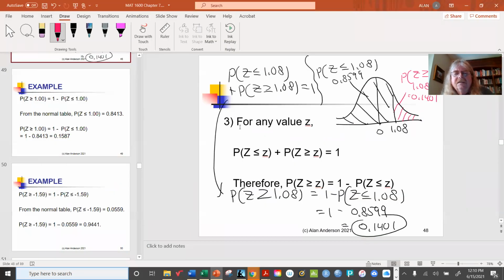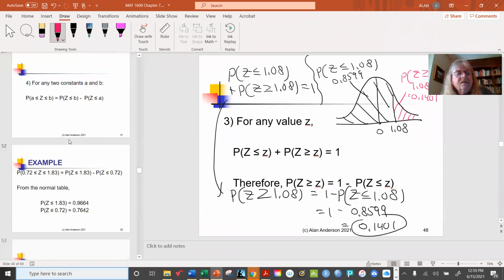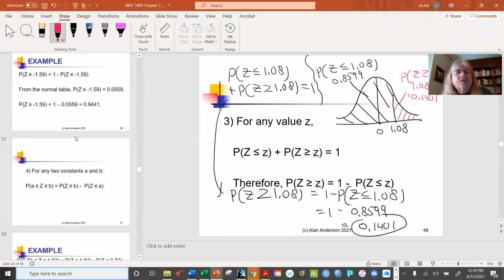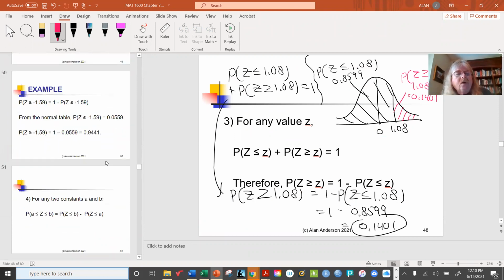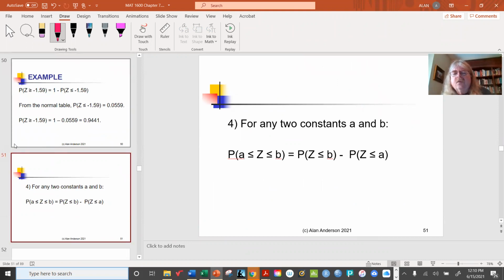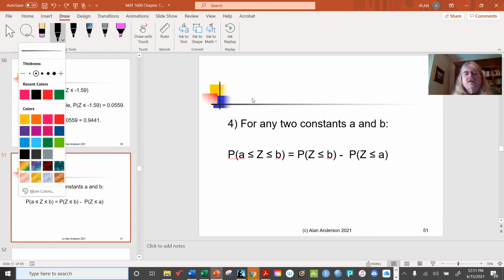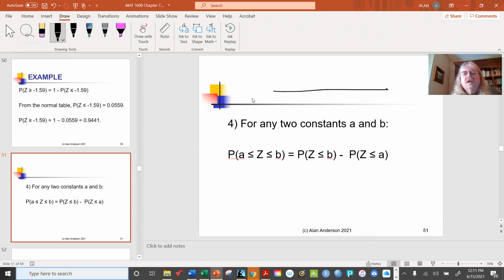All right. Let's see. Are there any others here? Oh, now this is a really interesting case. So far, yes, this was all part 3. Now, part 4 is something we haven't seen before. This is the probability that we're in between two values. Like, for example, suppose that we're looking for the probability that Z is between 1 and 2.